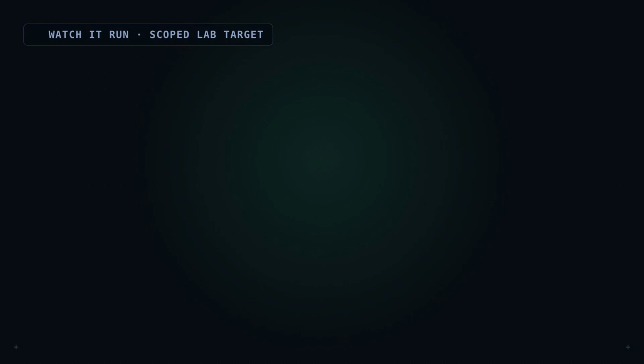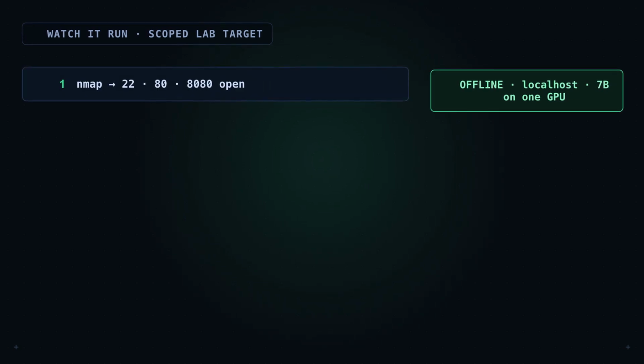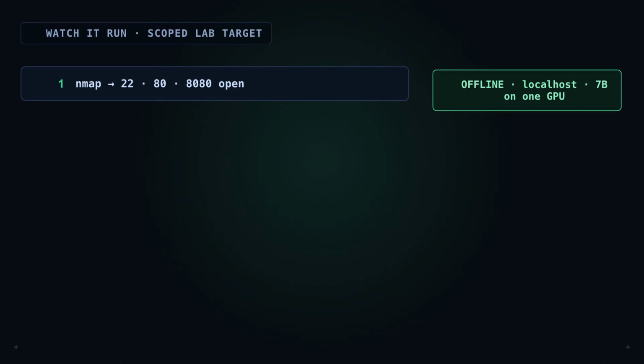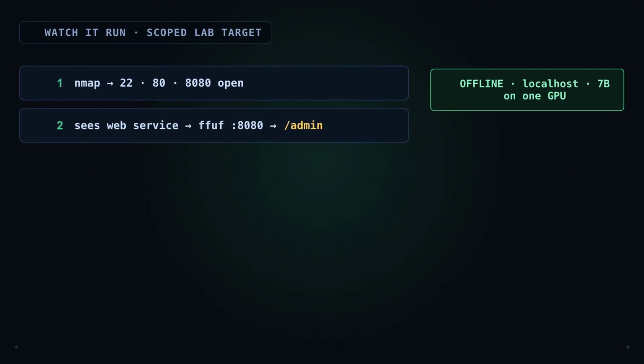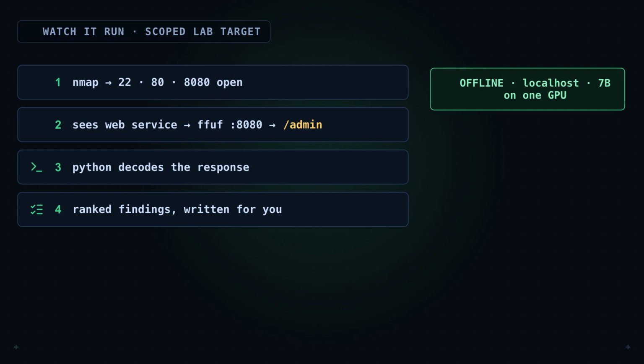Now watch the whole thing run against a target I own in my own lab. I give it one instruction: find what's exposed on this host and tell me what's worth looking at. The model requests nmap. My code runs the real scan. The ports come back, it reads them, notices a web service, and on its own requests the fuzzer against that port. Results return, it spots an admin path, pulls it into the sandbox Python to check the response, and writes me a ranked summary of what to investigate first.